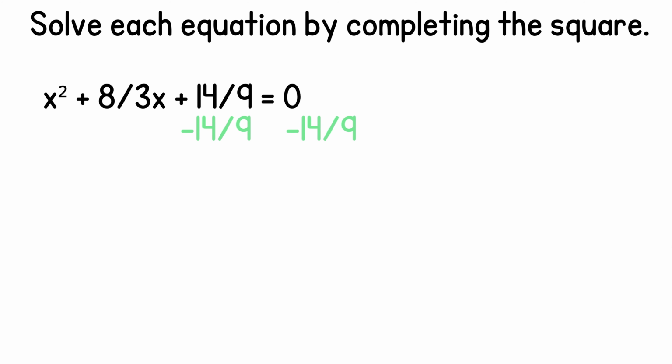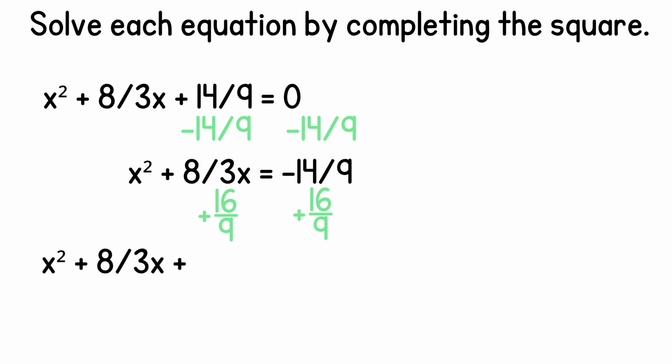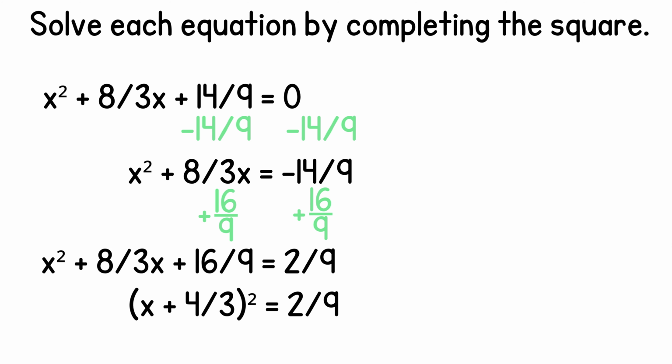Now let's look at our last one. We'll start by moving the constant over. So this gives us x squared plus 8/3 x is equal to negative 14 over 9. Let's find the value that will complete the square. So we'll replace b with 8/3, and when we divide 8/3 by 2, we'll get 4/3. And when we square 4/3, we get 16/9. So we'll add that to both sides of our equation, and we'll get x squared plus 8/3 x plus 16/9 is equal to 2/9. We can rewrite this as the perfect square of x plus 4/3 squared equals 2/9.